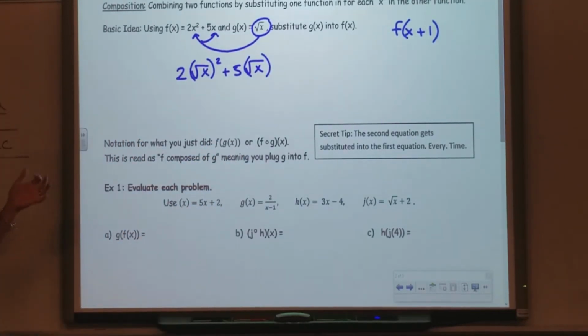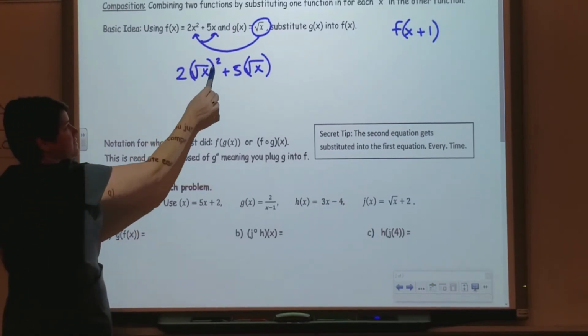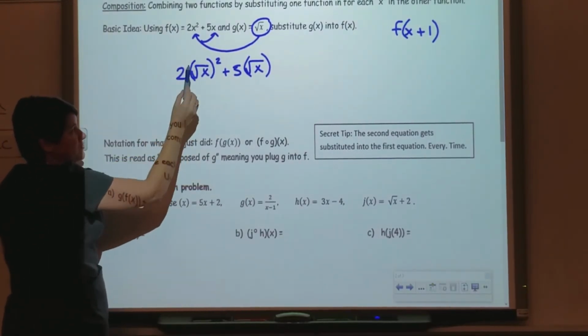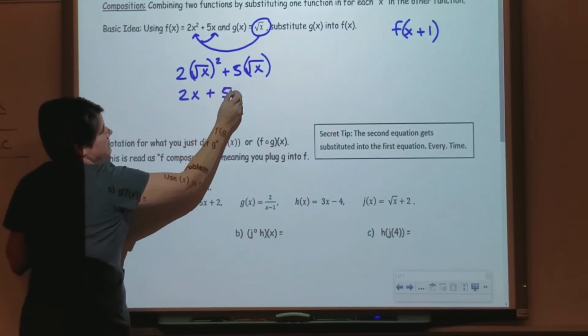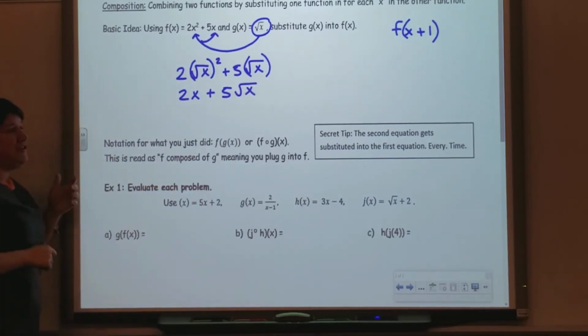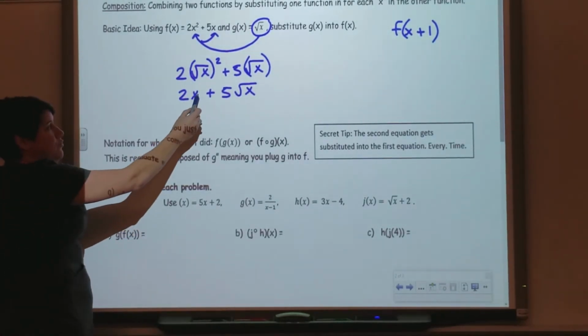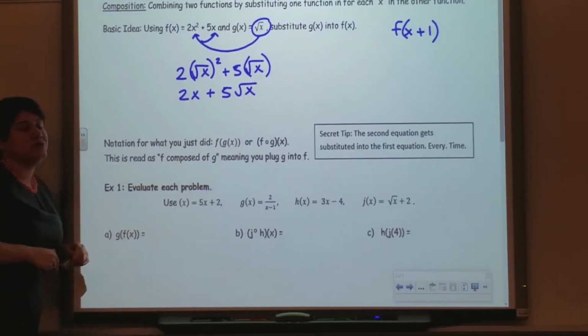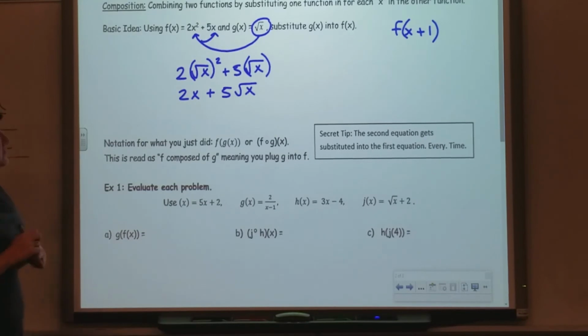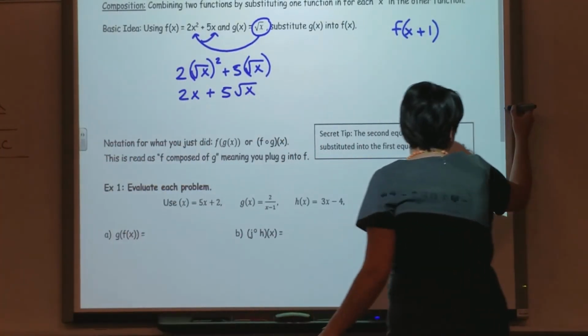Now, we can actually simplify this because radical x squared is x. The square undoes the square root. So you're left with 2 times x plus 5 times the square root of x. And you can leave it like that. We don't really have powers. And even if you think about writing the powers in decreasing order, this power is 1, this power is a half. So this is actually the proper order to write it in. So that would be your final answer for that one.